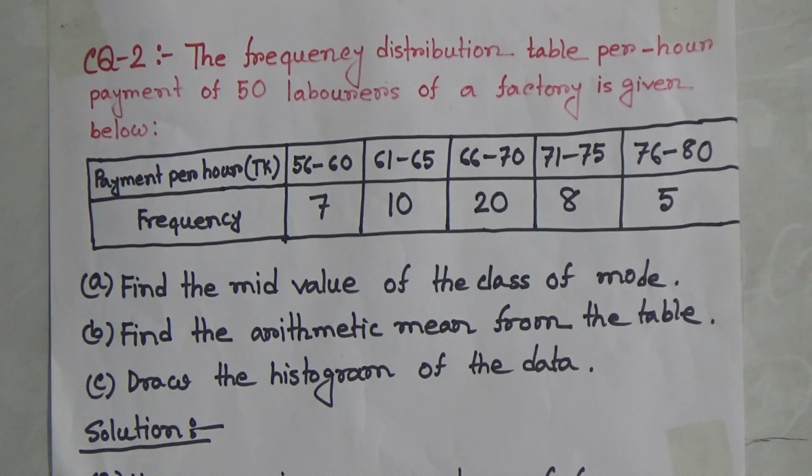After that we multiply frequency with mid value and we get a result. After that we do summation of the result of frequency multiplied with mid value. Then we divide that total summation of fi xi by total number of frequency and we get the arithmetic average. I hope you have understood. This is the formula. When we solve the math, then it is easier for you to understand.